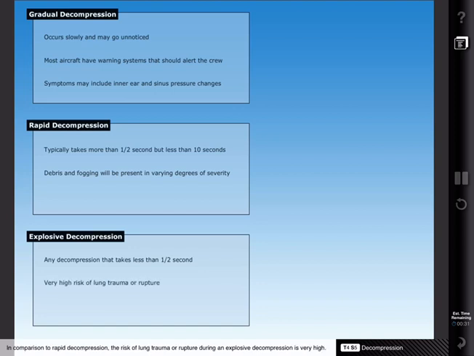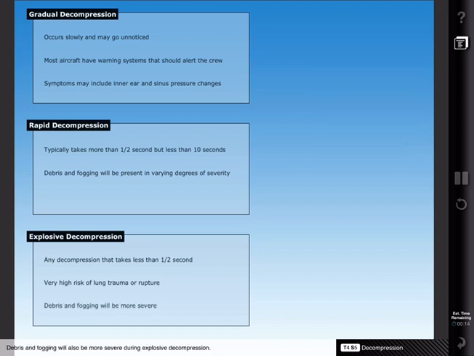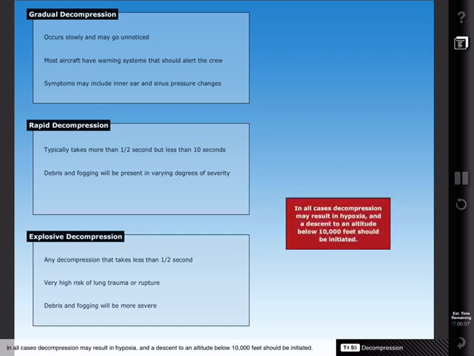In comparison to rapid decompression, the risk of lung trauma or rupture during an explosive decompression is very high. This is due to decompression occurring at a rate faster than it takes for air to escape from the lungs. Debris and fogging will also be more severe during explosive decompression. In all cases, decompression may result in hypoxia, and a descent to an altitude below 10,000 feet should be initiated.